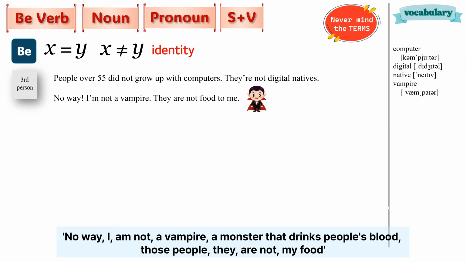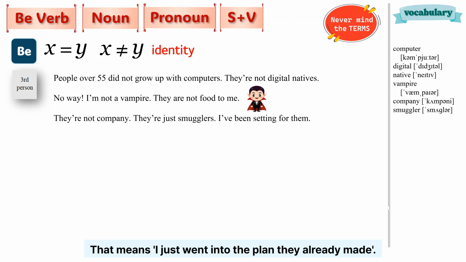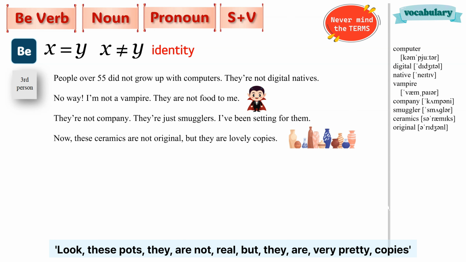No way! I am not a vampire, a monster that drinks people's blood. Those people, they are not my food. They are not my friends. They are only people who sell things in a secret way. I was put in their game. That means I just went into the plan they already made. Look, these pots, they are not real, but they are.